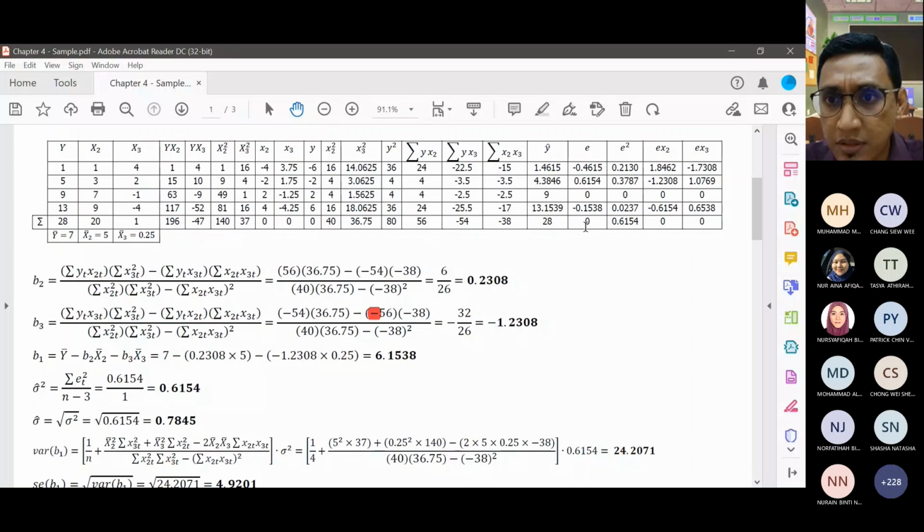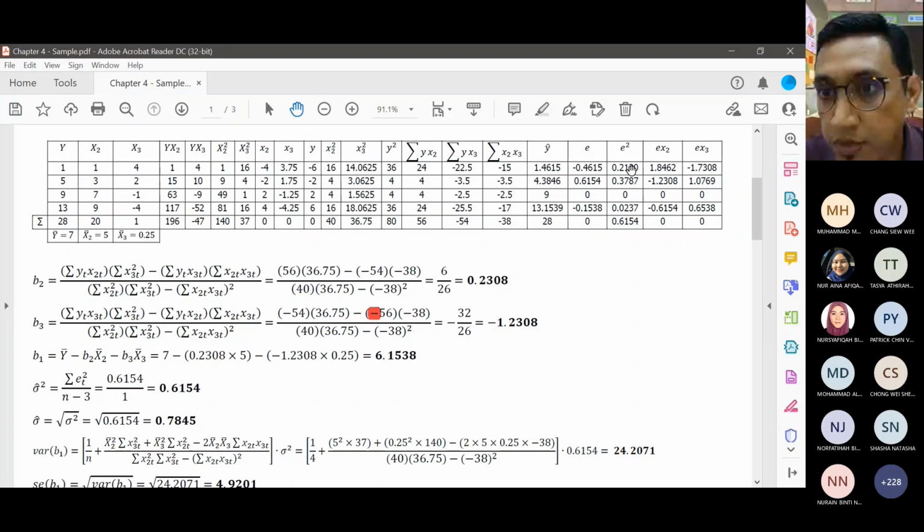Of course, when we square, we can get this. We can also square the residual, negative 0.4615, to get 0.2130. 0.6154 squared is equal to 0.3787. Of course, 0 squared is equal to 0. And here we have negative 0.1538 squared to get 0.0237. If we add these, we get the sum of squared residuals, which equals 0.6154. Since the sum of residuals is equal to 0, if we multiply it with x2, we get 0 as well. This is the sum of E, the residual, times x2 and x3.